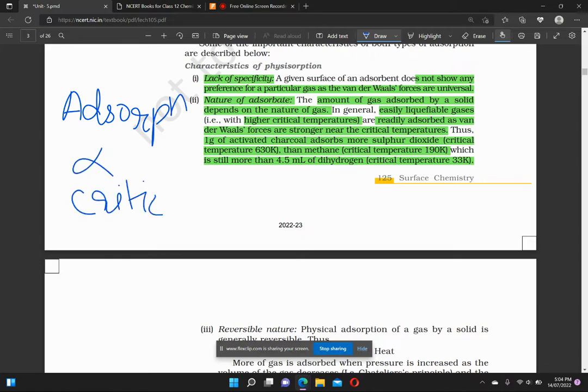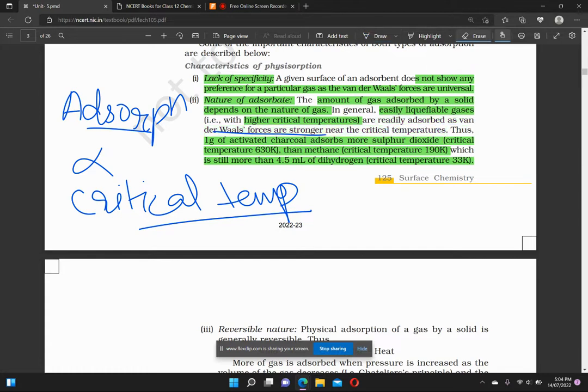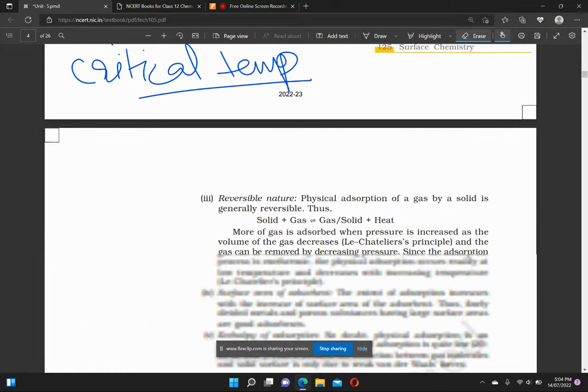We can say when critical temperature increases, adsorption will be faster. It will be faster, okay? That is readily adsorbed because the van der Waals forces are stronger near the critical temperatures. Okay, I just erased this by mistake. You can just underline it.